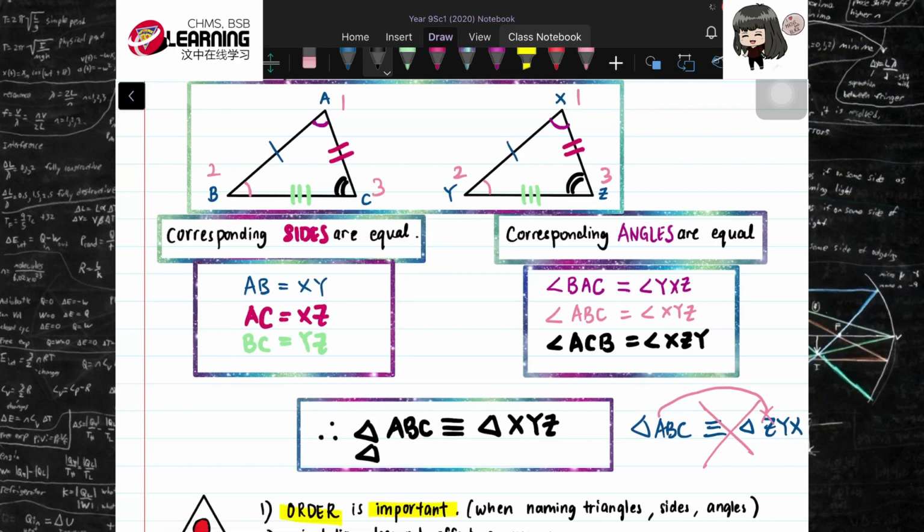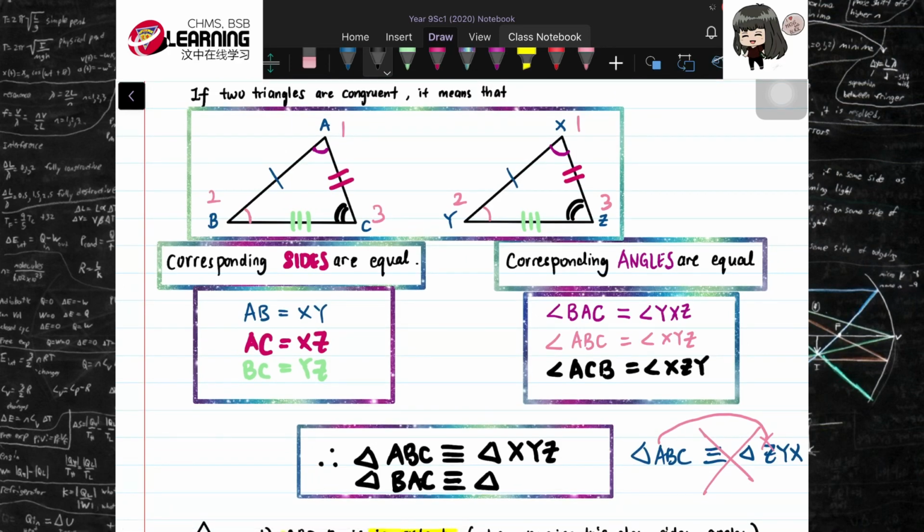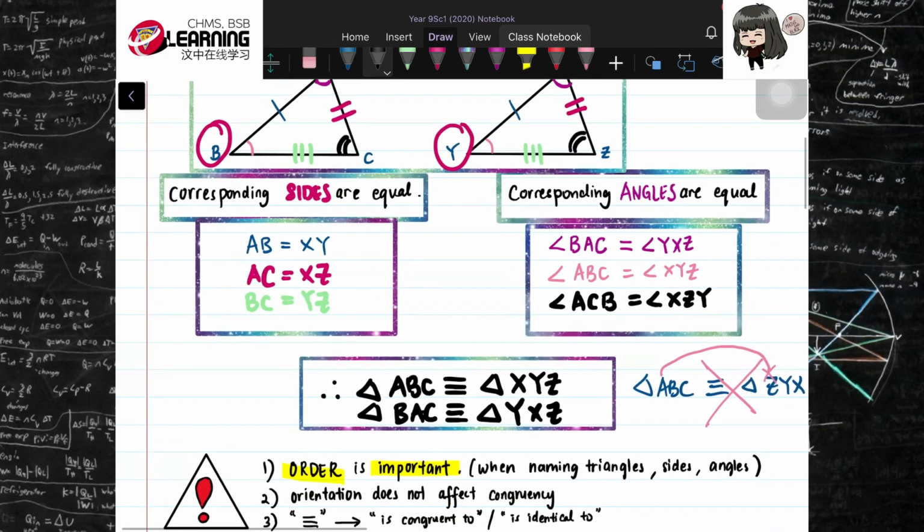But we can also write it another way. Let's say you start from BAC. Triangle BAC is congruent with triangle... if we start off from B, the triangle on the right side, we must start off from Y as well. So triangle BAC is congruent to triangle YXZ. The order is very important here. If we start off from B, then we start off from Y.